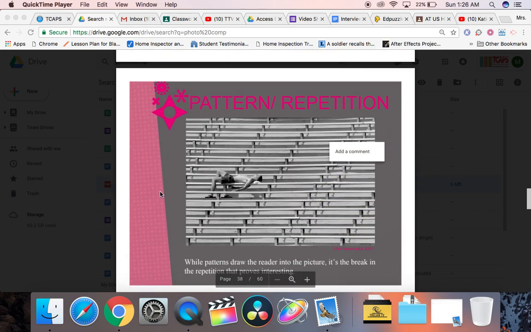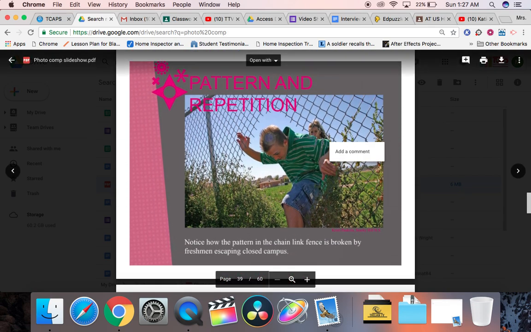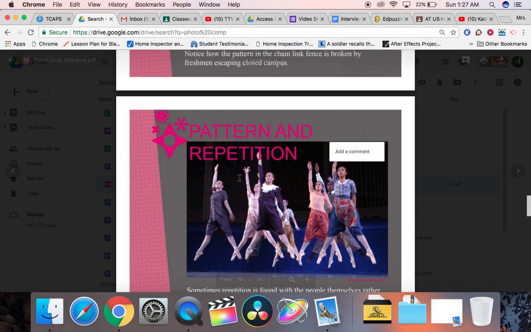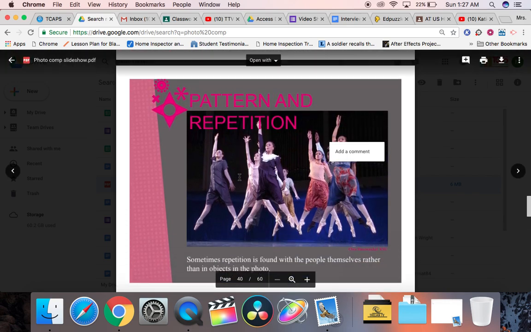Now, if you can get a pattern or repetition into your photo, that's really awesome. This is such a cool picture. You've got repetition, you've got a pattern, you've got rule of thirds, lots going on there. The fence providing that pattern repetition. Anytime people are doing things in unison, it makes for a really interesting photo.